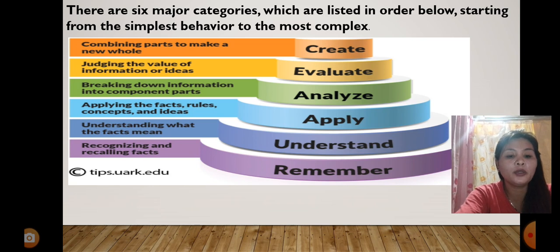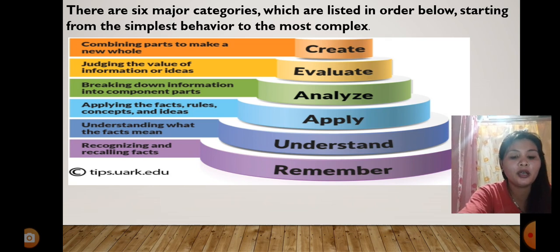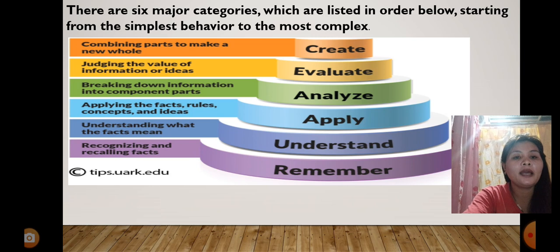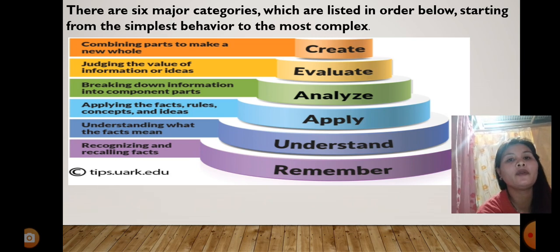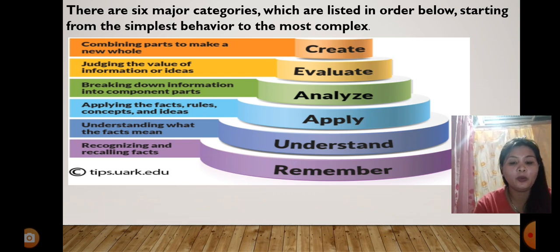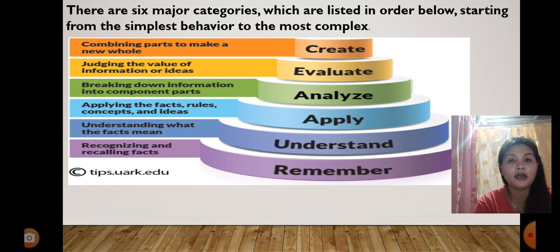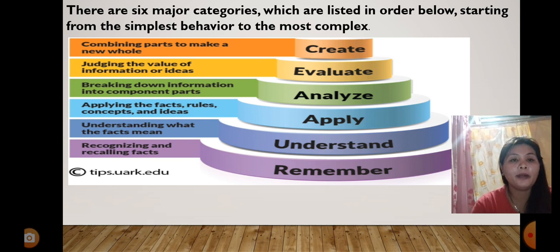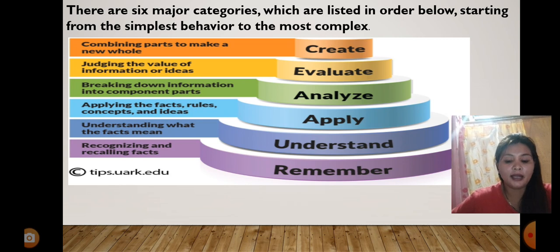In the cognitive domain, or knowledge, these are the six major categories. We have create, evaluate, analyze, apply, understand, and remember. In create, we have combining parts to make a new whole. In evaluate, we have judging the value of an idea, object, or materials. And analyze, separating materials or concepts into component parts to understand the whole.